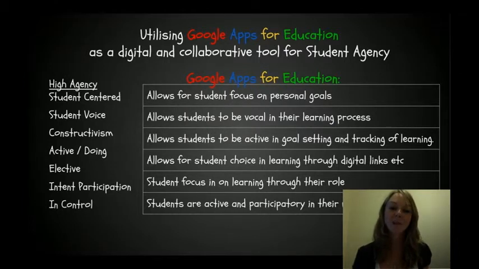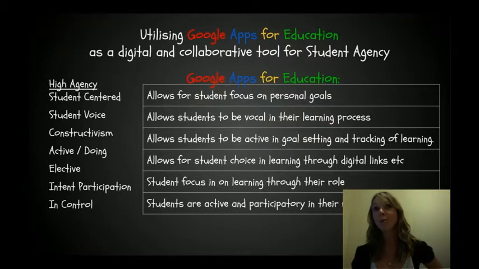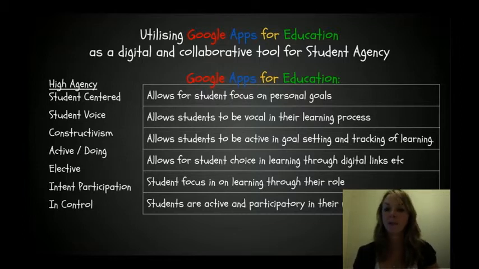It allows for some student choice because the ability to insert digital links or create online resources where students can go to access through a portal means that we're not just stuck with students doing the same old thing over and over again. There's a real focus on their learning through their role and them actually being aware of what their role as the learner is.